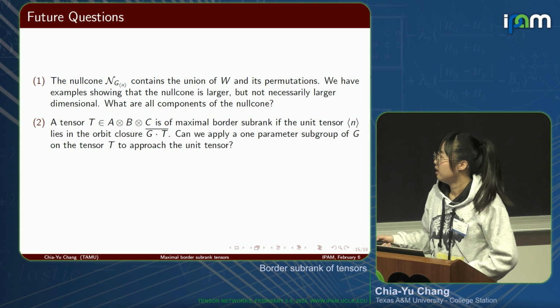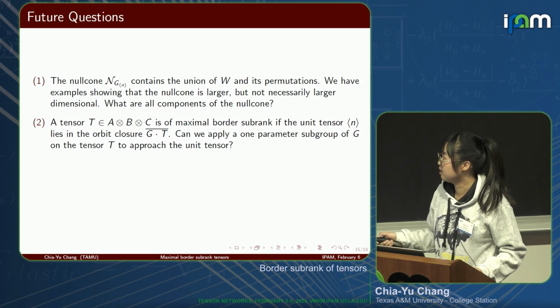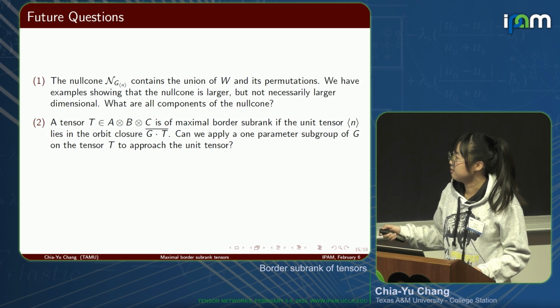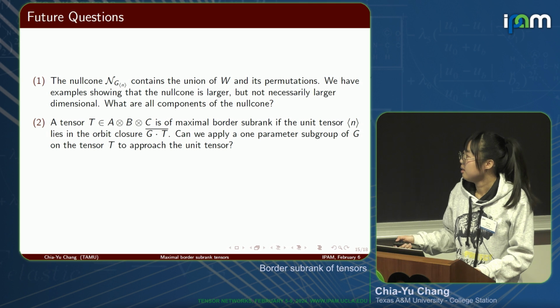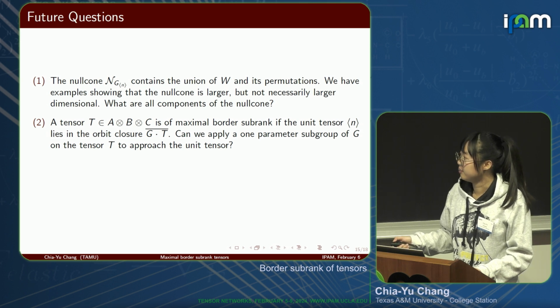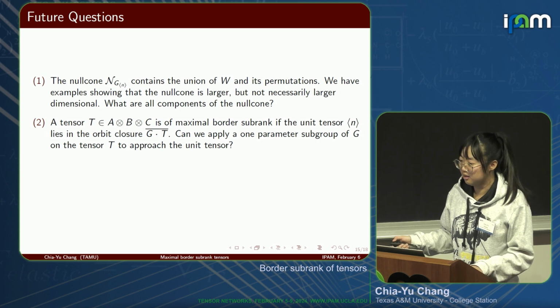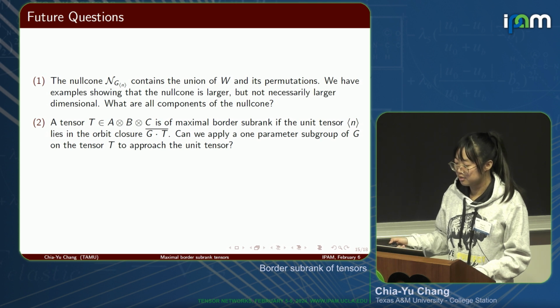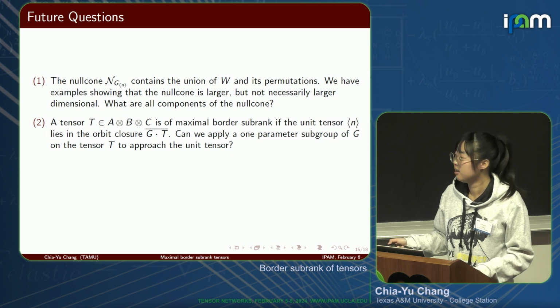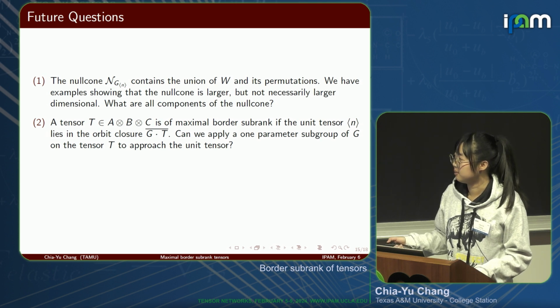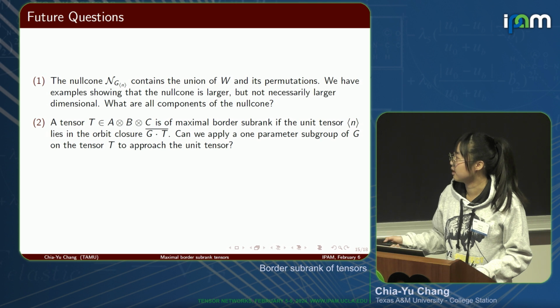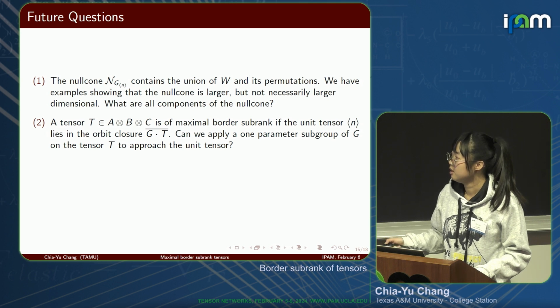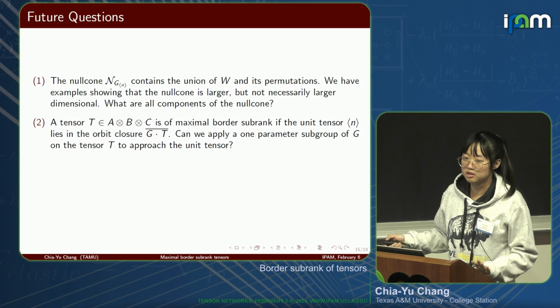The second question is that a tensor T is of maximal border subrank if the unit tensor lies in the orbit closure of T. We are wondering: if 0 lies in an orbit closure of something, then by the Hilbert-Mumford criterion, there is a one parameter subgroup of G that can be applied on T to approach 0. But in this case, it's not 0. We are wondering if we also have a one parameter subgroup of G that can act on T to approach the unit tensor.